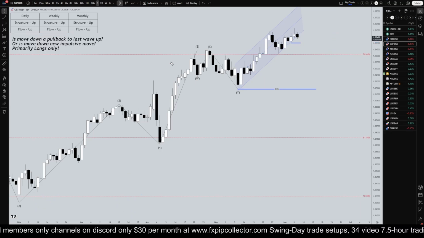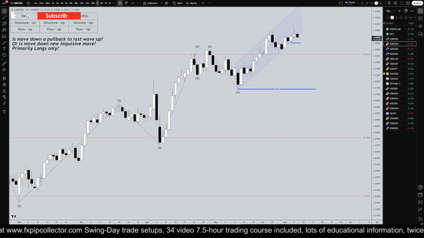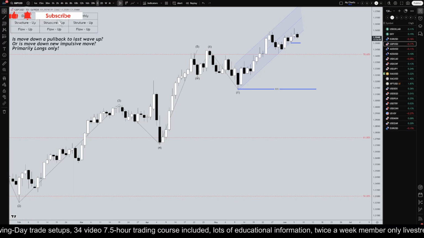The only problem with this analysis is that the trend is up on all the higher time frames. It could literally just go down, grab liquidity, and just continue the higher time frame uptrend. So definitely be a little bit cautious with your counter trend trades because every single higher time frame is in an uptrend.